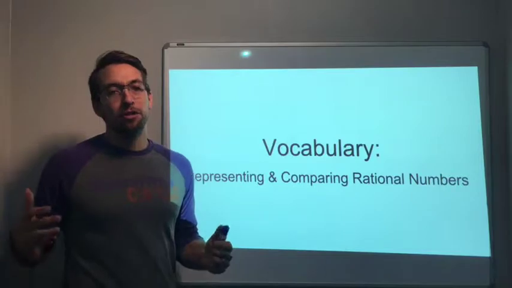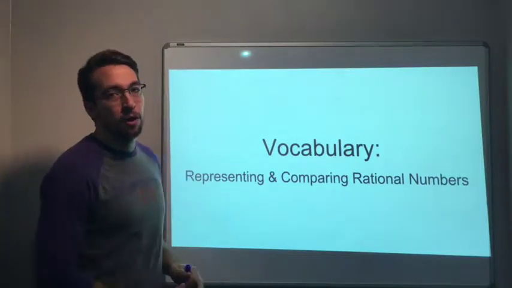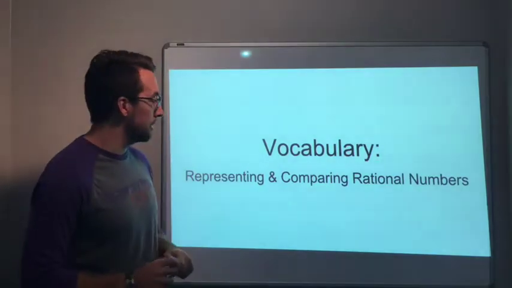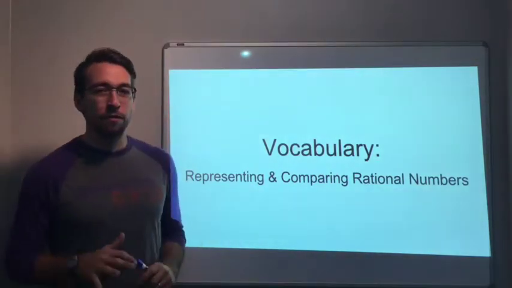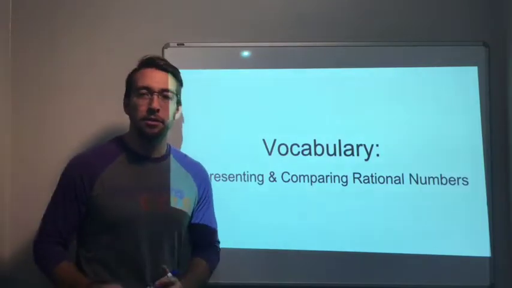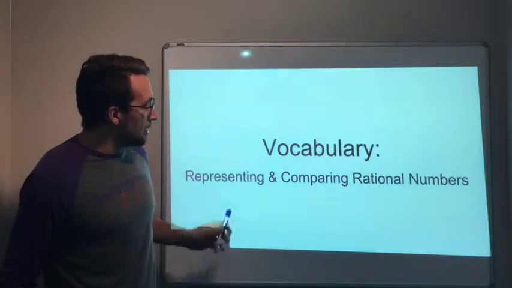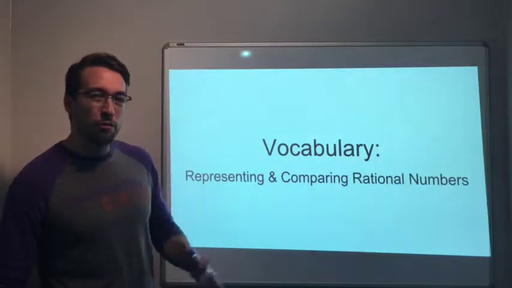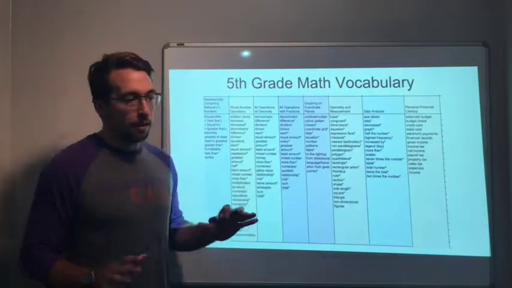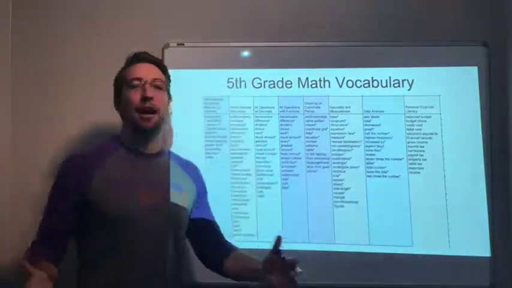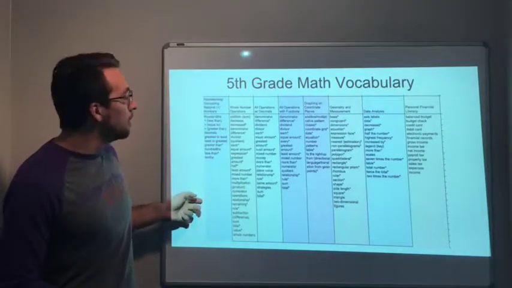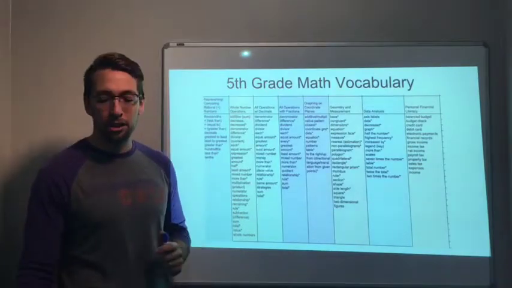So today we are starting, this is the first video in a series of maybe 8 to 12 vocabulary videos. This year in 5th grade you're going to learn a lot of new math vocabulary, and so we're going to have a specific series to just address that. Today's vocabulary is going to be covering representing and comparing rational numbers. So this is all of the vocab that I'm talking about. And today we're going to focus on just this far left column, representing and comparing rational numbers.